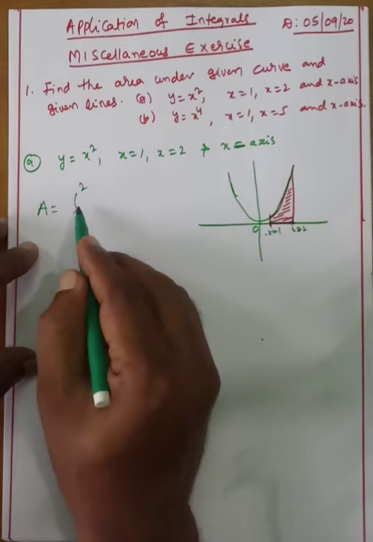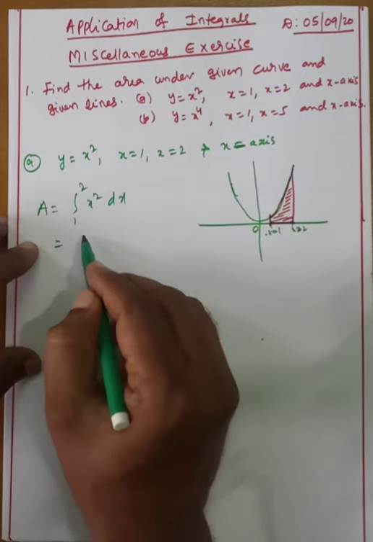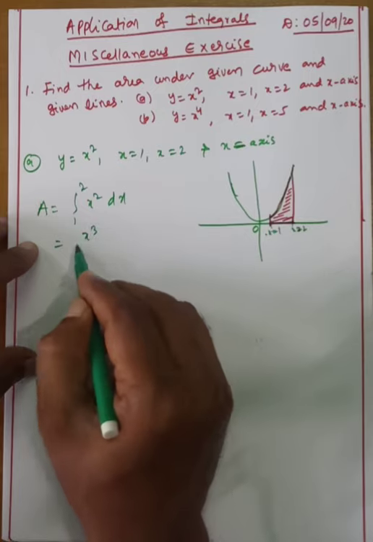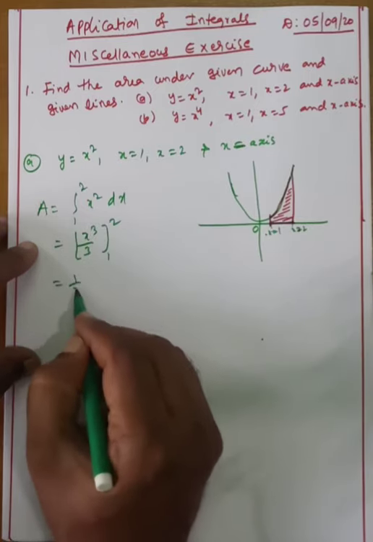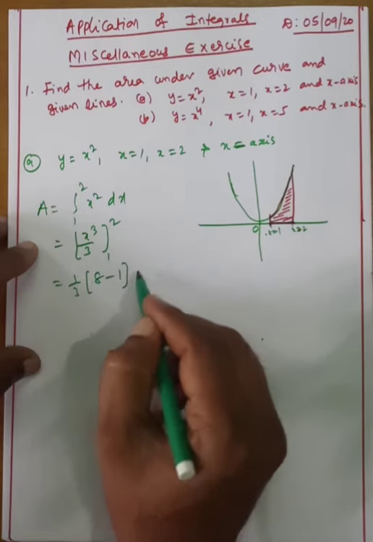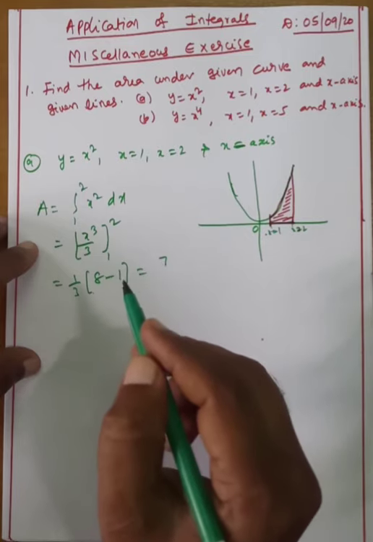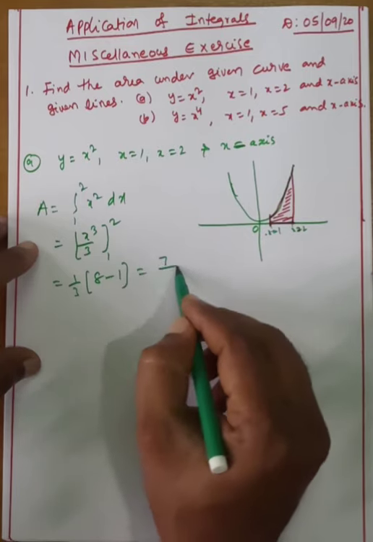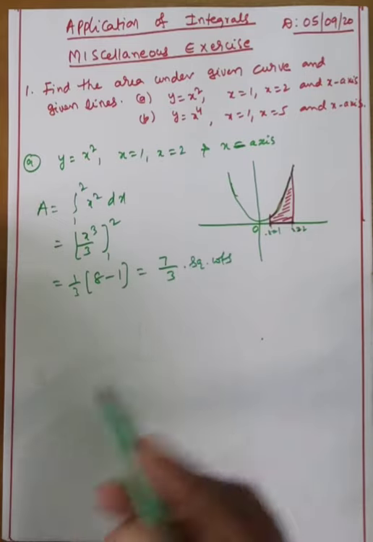Now the required area is equal to the integral from 1 to 2 of x square dx, my dear students. Okay. Now the integral of x square is x cube by 3, limits 1 to 2. 1 by 3 is the constant right now. Now 2 cube, the upper limit is 2, 2 cube is 8, minus 1. That is equal to how much, my dear students? 7 by 3 square units. Okay. In this way we will do the problems.